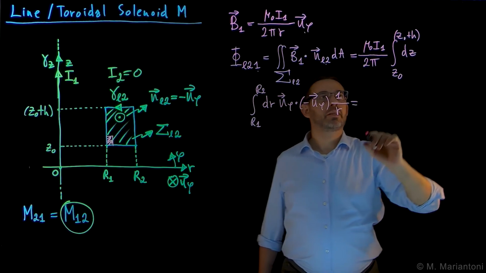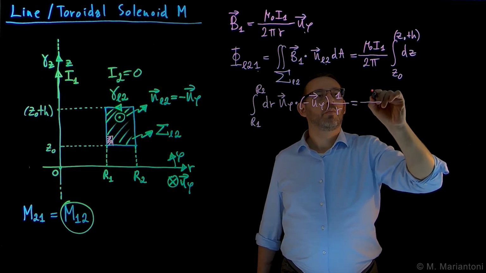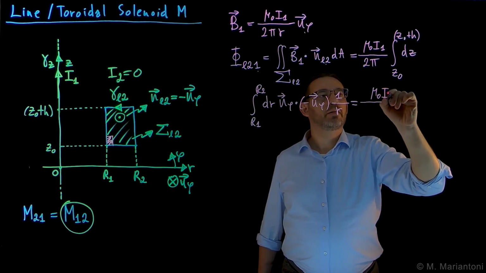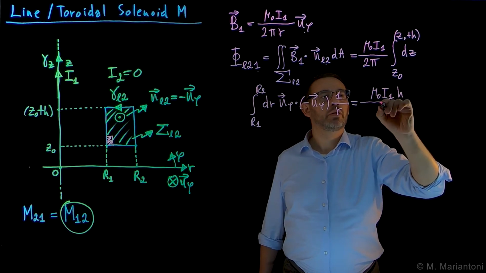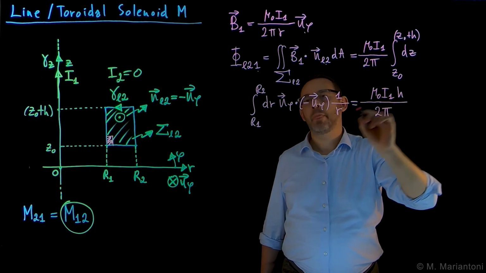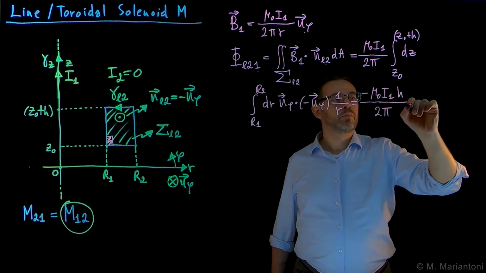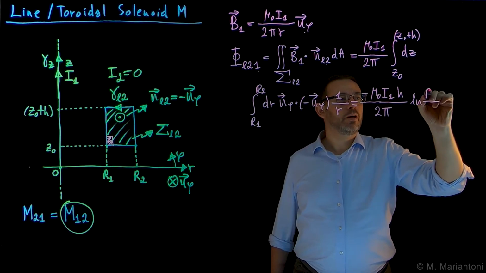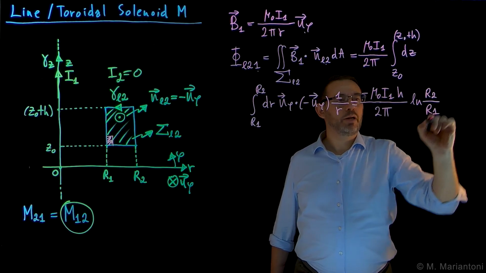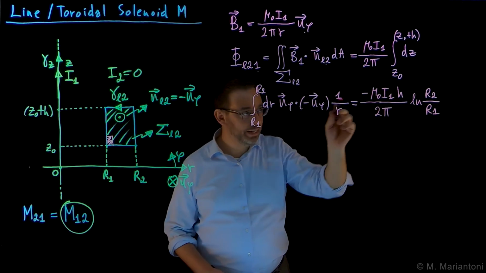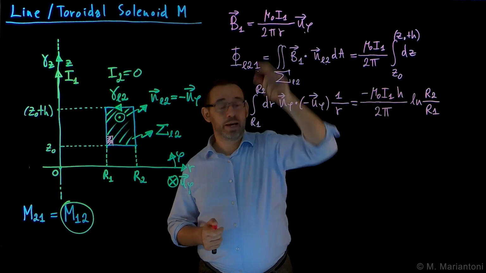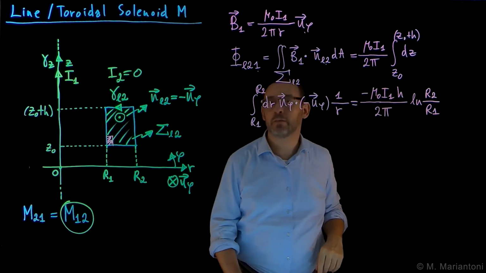And so the final result is mu naught I1 h divided by 2 pi. This one gives us a minus sign from this dot product, natural logarithm of R2 divided by R1. So it's similar to what we found before with the negative sign and without capital N. There is no N here. It's just the field of an infinite line.